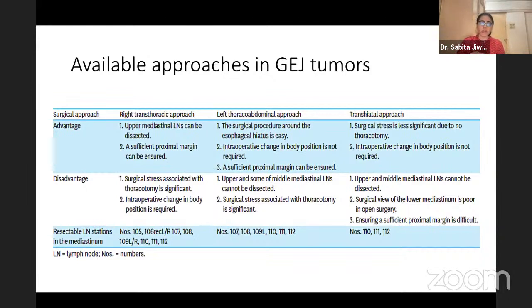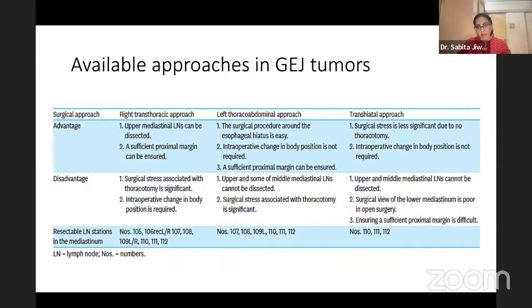But the disadvantage with this approach is that you can only access the lower mediastinal lymph nodes, which are below the level of the inferior pulmonary vein, and the abdominal nodes. It has been touted that the surgical stress associated with the thoracotomy, which is a component of the left thoraco-abdominal approach, is significant. But in our experience, we have been doing this approach for the last 6 years now. We have seen that there is a learning curve to get this approach right, and after the initial 20 to 30 cases, the morbidity is actually quite low.